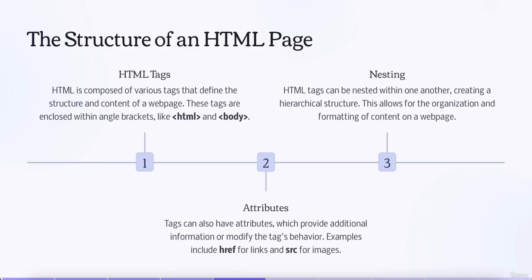Attributes. Tags can also have attributes, which provide additional information or modify the tag's behavior. Examples include href for links and src for images. Nesting. HTML tags can be nested within one another, creating a hierarchical structure. This allows the organization and formatting of content on a web page.